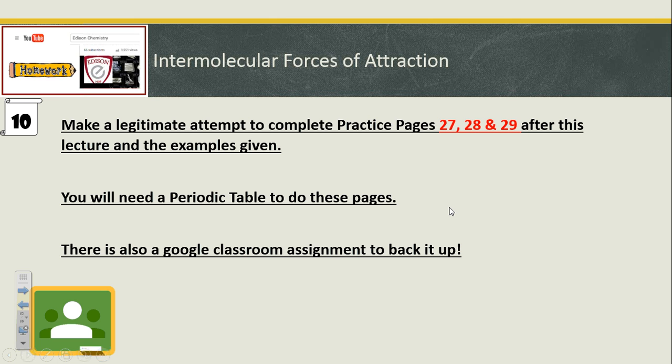And that's about it. Pages 27, 28, 29 are legitimate practice pages for you to try. You're going to need a periodic table, and the Google Classroom assignment is going to back it all up. So that's the whole unit, except for your little adopt a compound project.